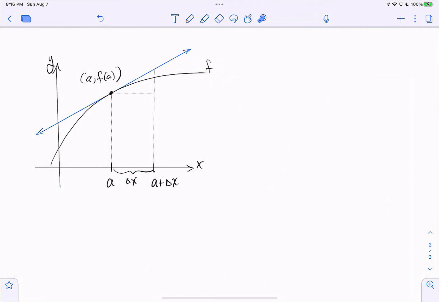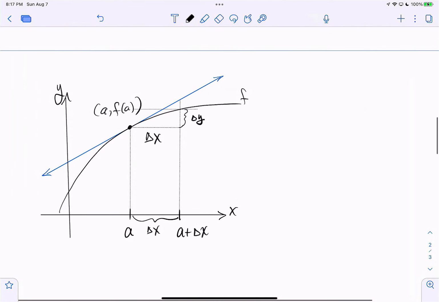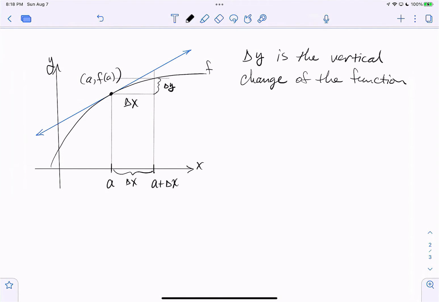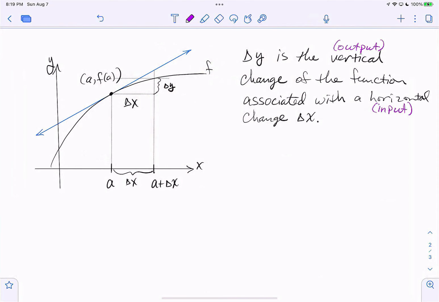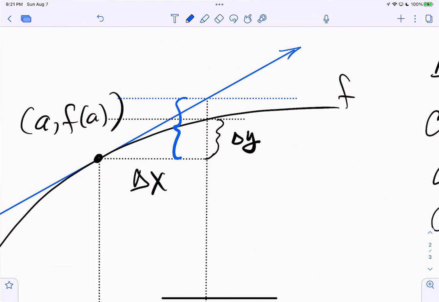Associated with that horizontal distance, delta x, there is a vertical distance in the y values of the function. That vertical distance is the change in y, or delta y. So we can say that delta y is the vertical change of the function associated with a horizontal change delta x. Or it's an output change associated with an input change. For that same horizontal change though, the tangent line has a different vertical change. And that vertical change we're going to call, not delta, dy.